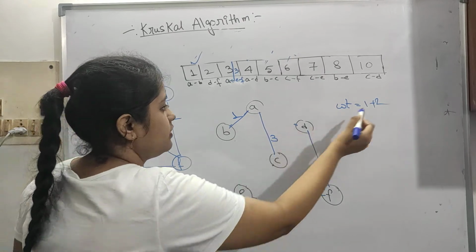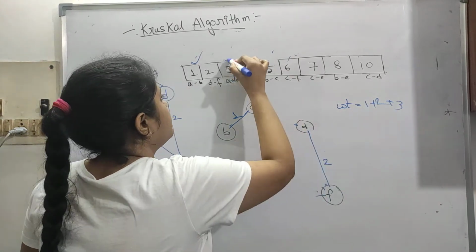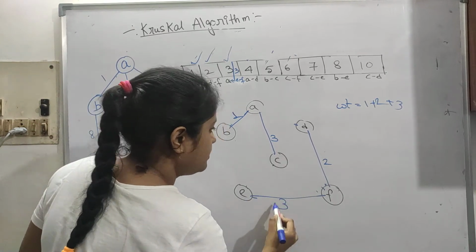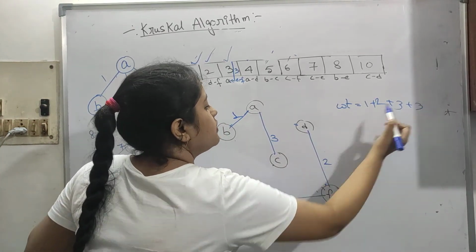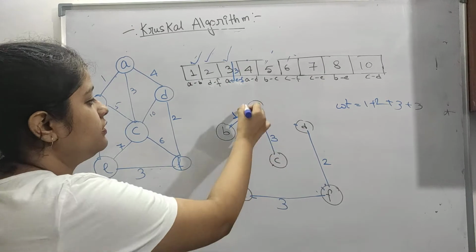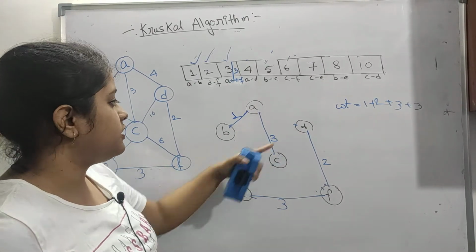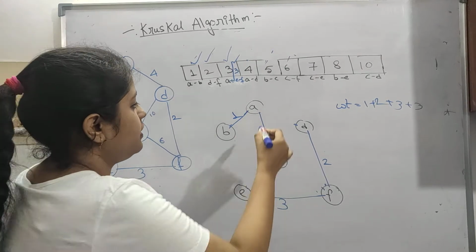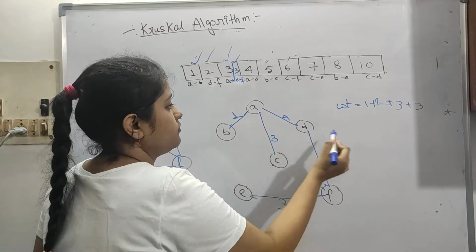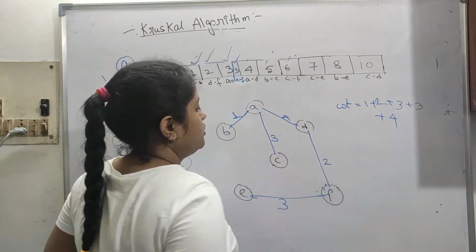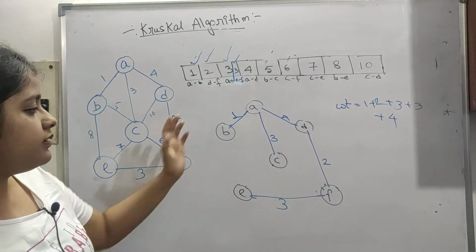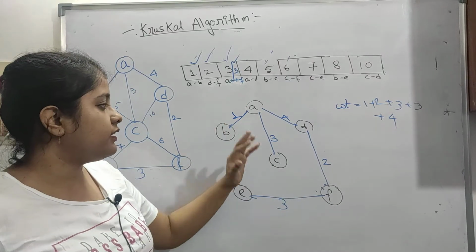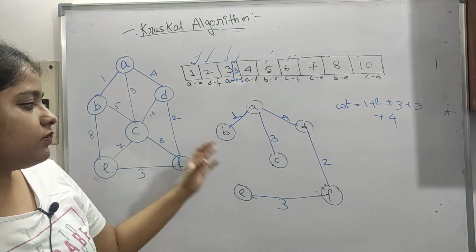This 3 is taken. Then again another 3 is present between E and F. This 3 is present, but this is not connected. C and D is not connected. So next is 4, which is A and D. Okay, nothing is forming a cycle, and this is our minimum spanning tree, because we have reached a connected graph which is containing all the vertices.